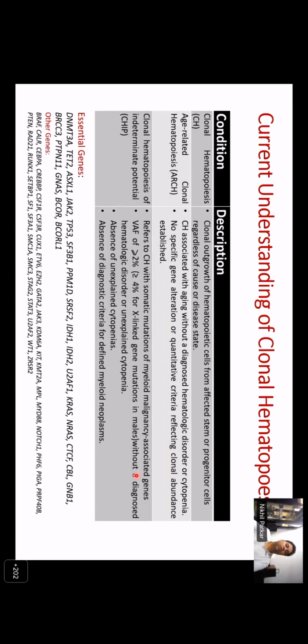It's a natural history of clonal hematopoiesis and myelodysplastic syndrome. So there are these words that are used: what is clonal hematopoiesis, what is ARCH, and what is CHIP. All right. So clonal hematopoiesis is a clonal outgrowth of hematopoietic cells from affected stem or progenitor cells, regardless of cause or disease state.